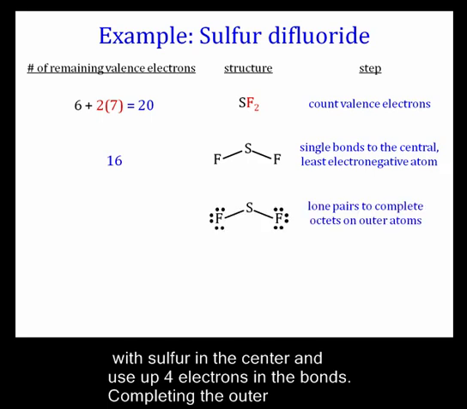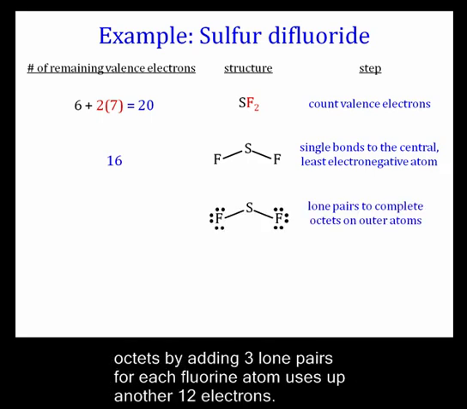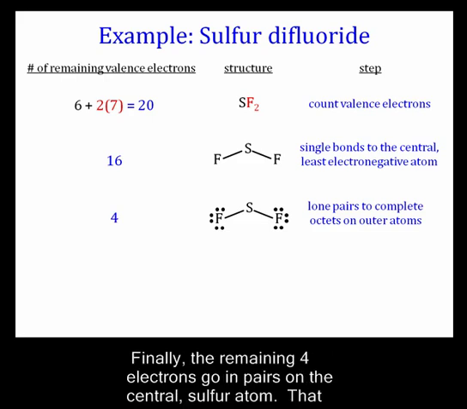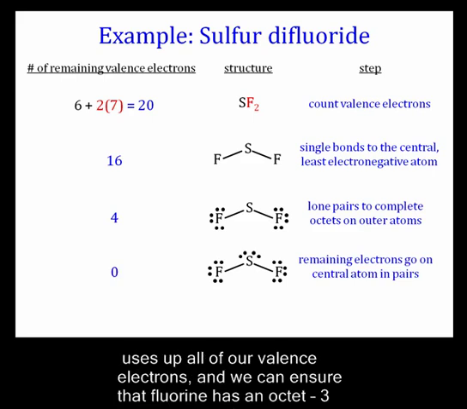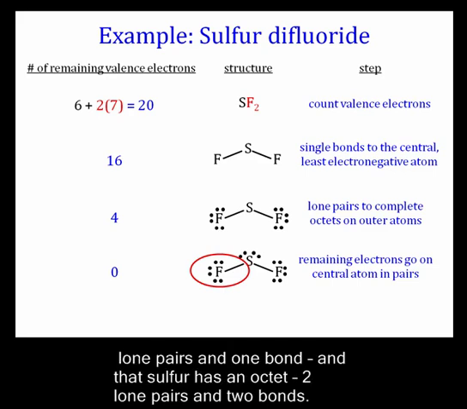Completing the outer octets by adding 3 lone pairs for each fluorine atom uses up another 12 electrons. Finally, the remaining 4 electrons go in pairs on the central sulfur atom, and that uses up all of our valence electrons, and we can ensure that fluorine has an octet, 3 lone pairs and 1 bond, and that sulfur has an octet, 2 lone pairs and 2 bonds.